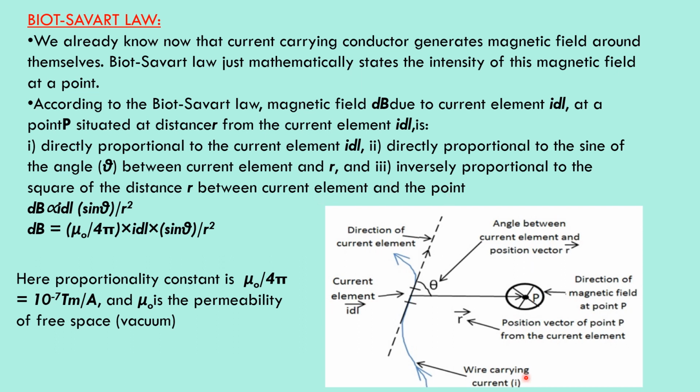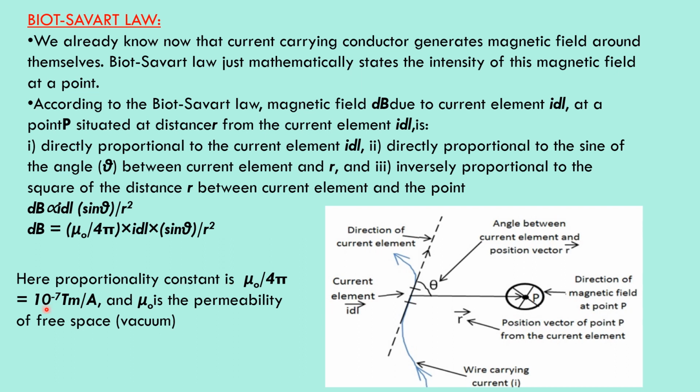So the magnetic field experienced at the point is directly proportional to the length of the current element, directly proportional to sine theta, but inversely proportional to the square of the distance between the point and the conducting wire. These two points you have to remember. Then dB equals mu naught divided by 4 pi, times IdL times sine theta, divided by r square. Here the proportionality constant is mu naught divided by 4 pi.